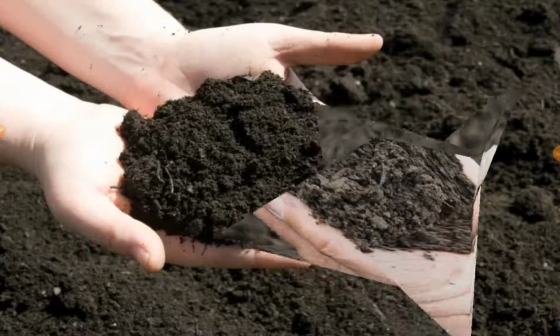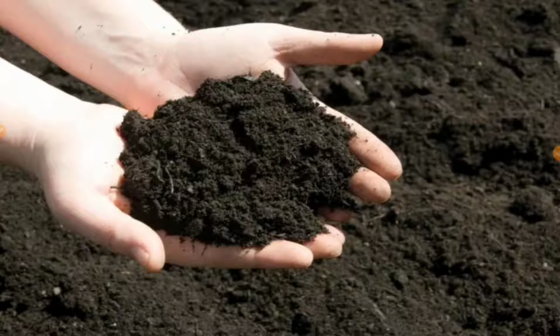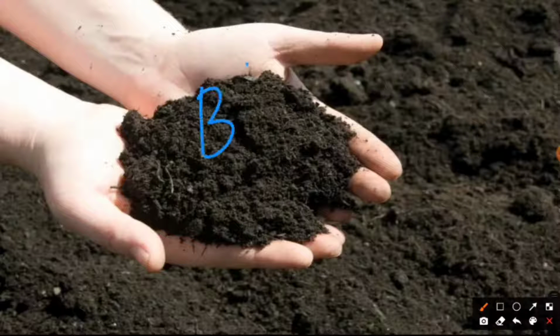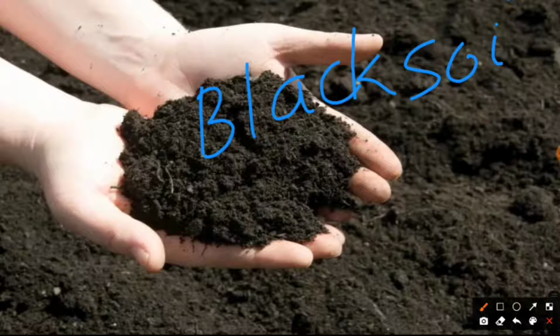Our next type of soil is black soil. This black soil is black in color and also known as regur soil. Black soil is best for the cultivation of cotton. That's why it is known as black cotton soil.